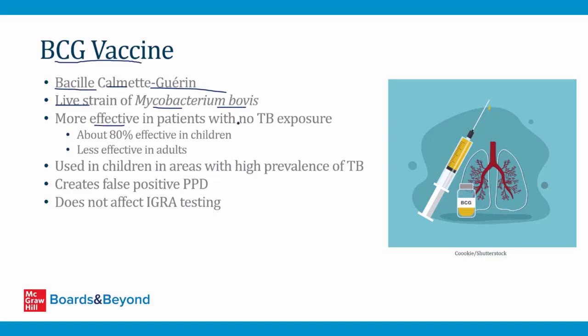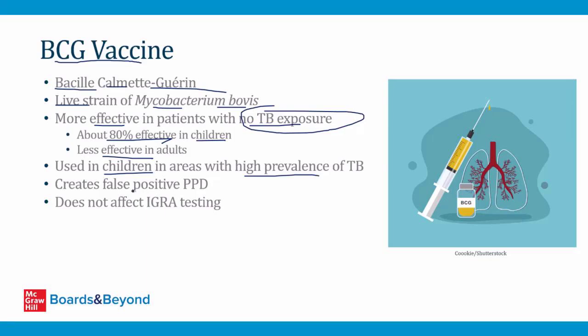It's more effective when you use it in patients who have never been exposed to TB. So, for example, it's about 80% effective in children, but it's much less effective in adults. And that's because by the time we reach adulthood, many of us have already been exposed to TB. So this vaccine is not often used in the United States, but it's used in areas of the world outside the United States with a high prevalence of TB, and it's mostly used in children.